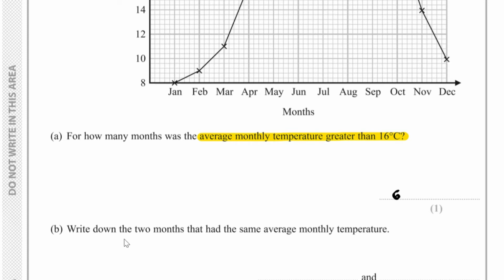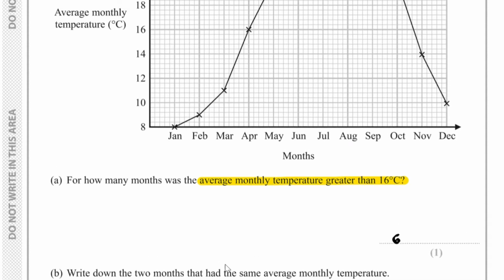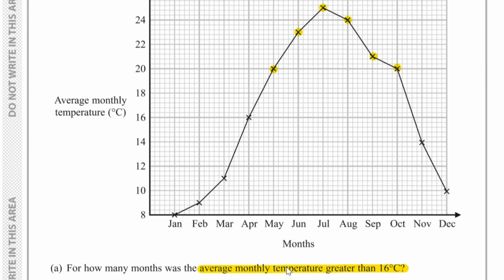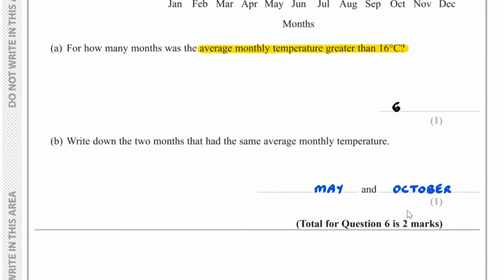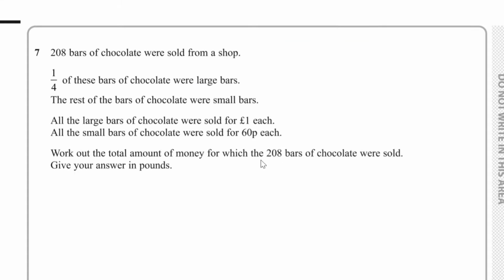For part B, we have to write down the 2 months that had the same monthly average temperature. Well, what you can see is this month and this month have the same temperature of 20 degrees. That corresponds to May and October. So we have May and October.